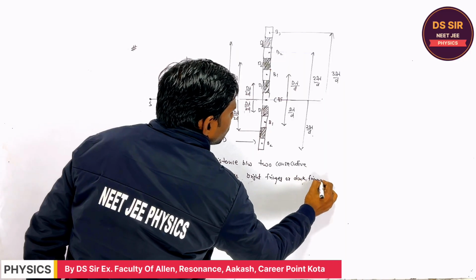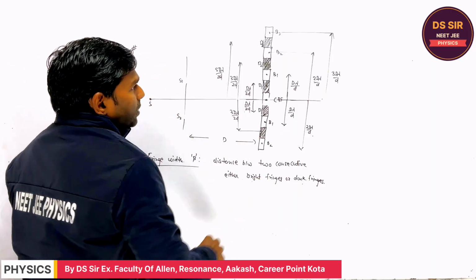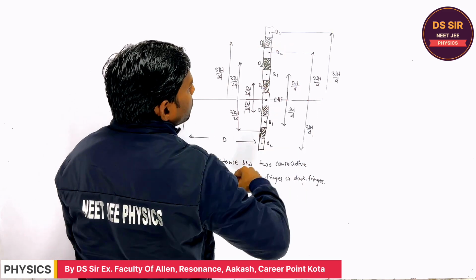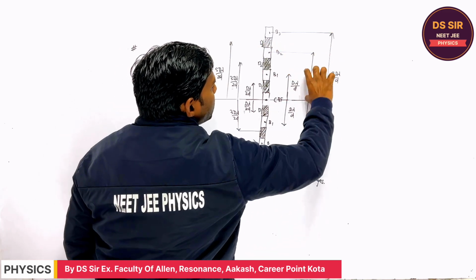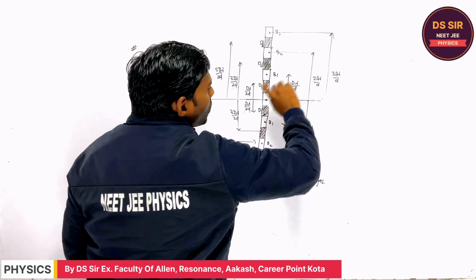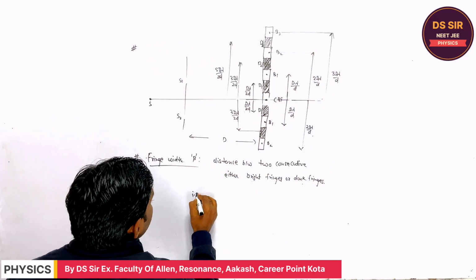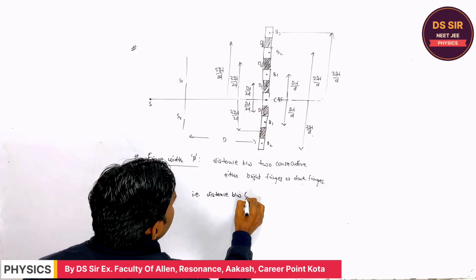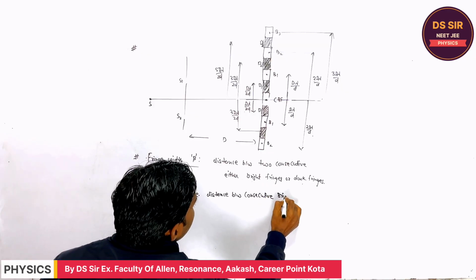Is it clear or not? For example, if you consider this d lambda over d as b1 and b2, so if it is d lambda over d, this is 2d lambda over d. So what is the distance between two consecutive bright fringes?